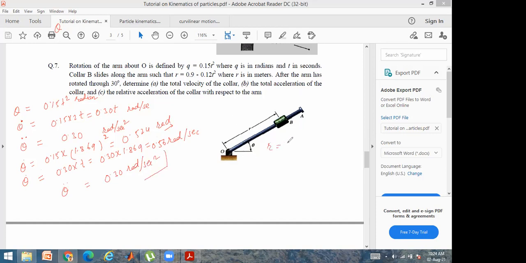Our r is given as 0.9 minus 0.12 t square, so we can find r. 0.9 minus 0.12 into 1.869 square. This implies the value of r is 0.481 meter. Similarly, we can find r dot.